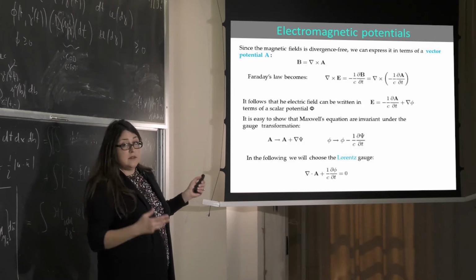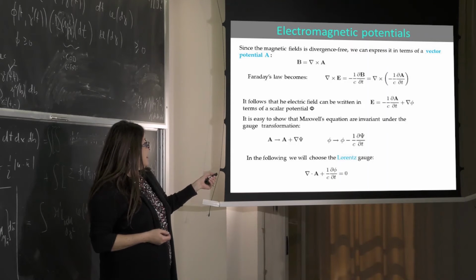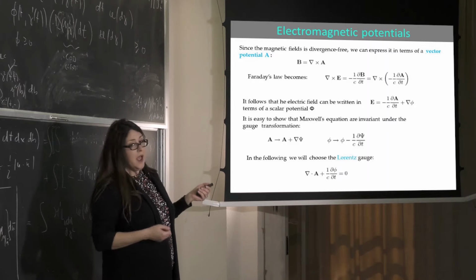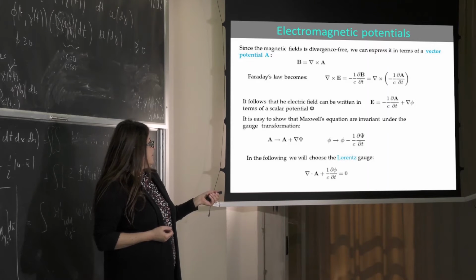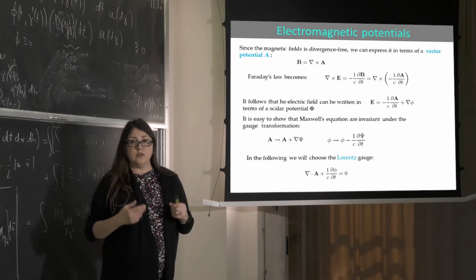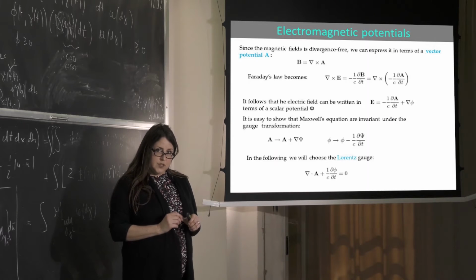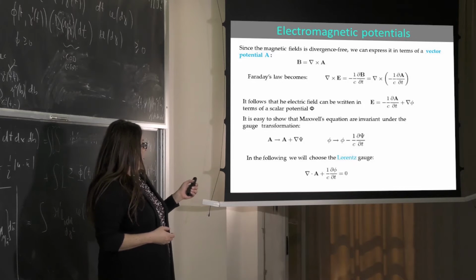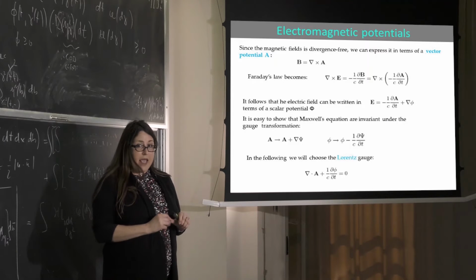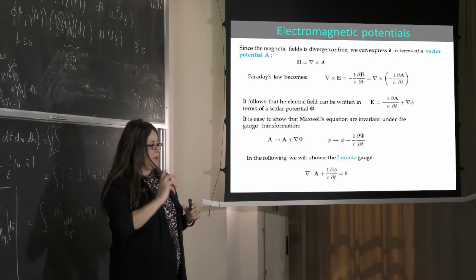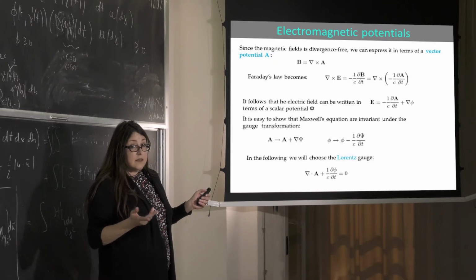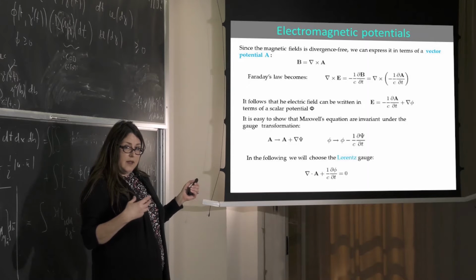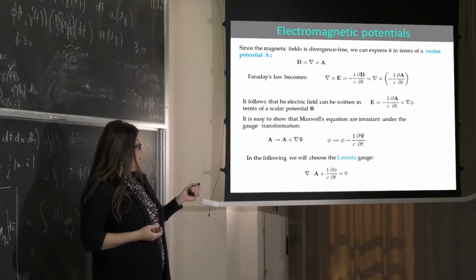It follows that the electric field can be written in terms of this vector potential and of a scalar potential phi. So we have introduced one scalar quantity, the scalar potential, and one vector quantity, the vector potential. And we prefer to work with A and phi instead of with E and B. It is easy indeed to show that the Maxwell equations will get a much less complicated form.